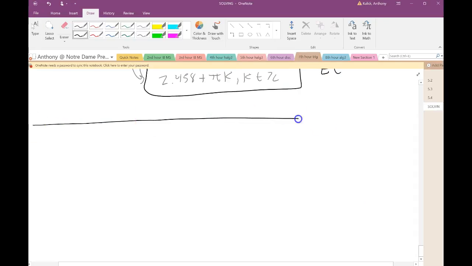Let's do another problem where we make things a little bit more difficult by having more than one trig function in the same problem.